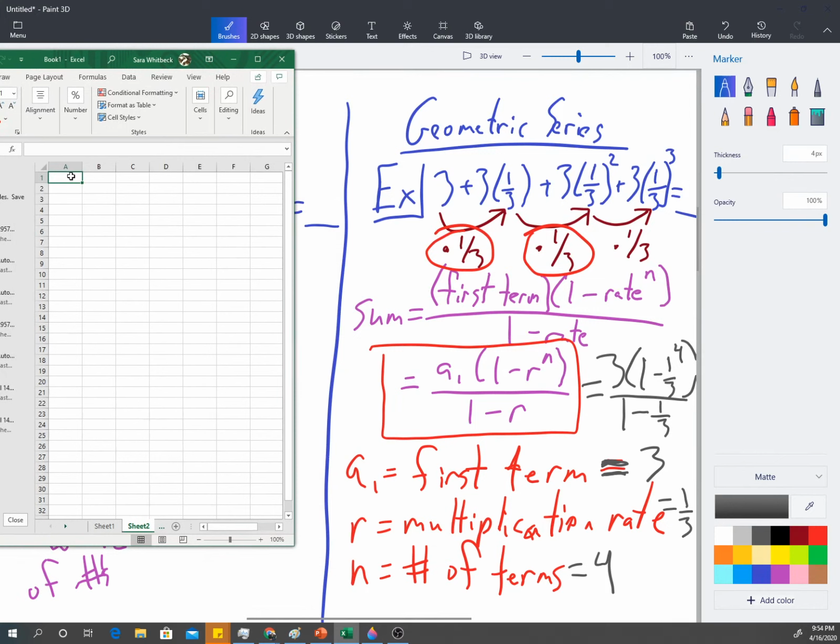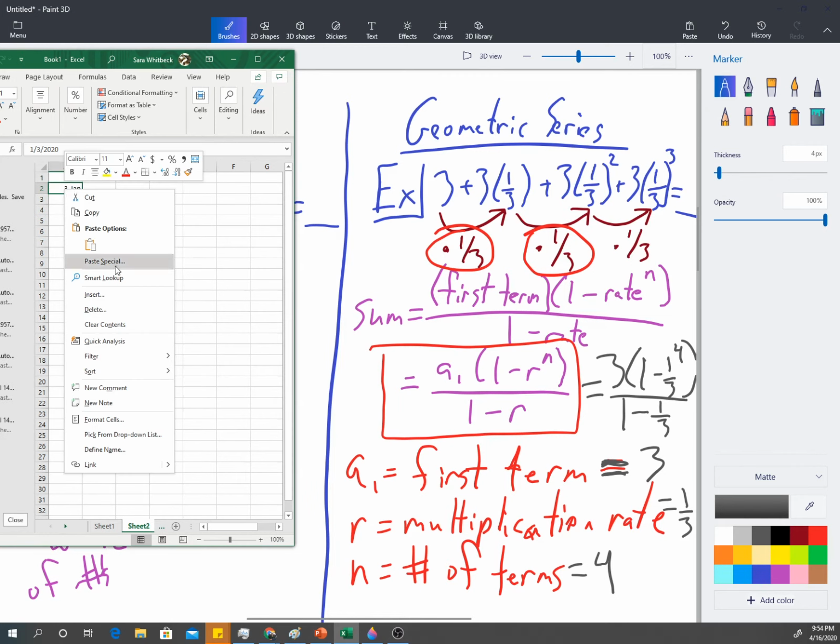So what I have here, remember, you have an equal sign you need to use. And here's actually what I'm going to do. I'm going to type in my important numbers. I've got a 3, I've got a 1/3, and I've got a 4. And you can see there my 1/3 auto-corrected to a date. That's easy to take care of.